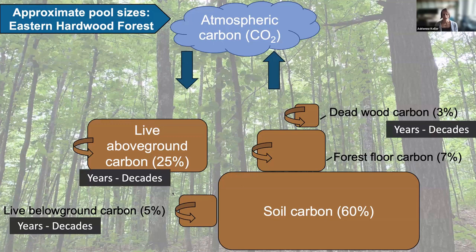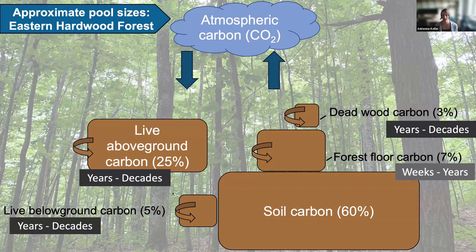And so our live aboveground and belowground carbon pools, as well as our deadwood carbon pools, tend to cycle around years to decades. So carbon will stick around in those pools for approximately years to decades. We contrast this with our forest floor carbon. That carbon cycles much more quickly. So that carbon tends to stick around only for weeks to years.